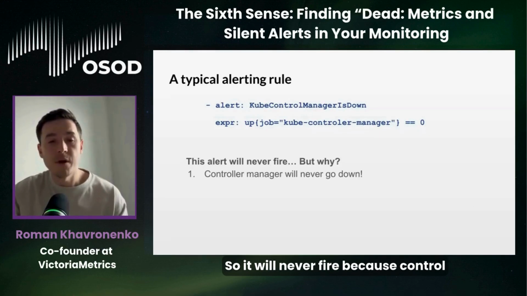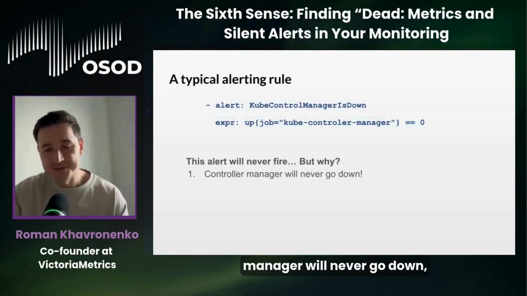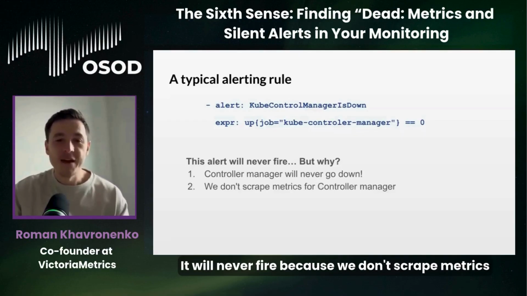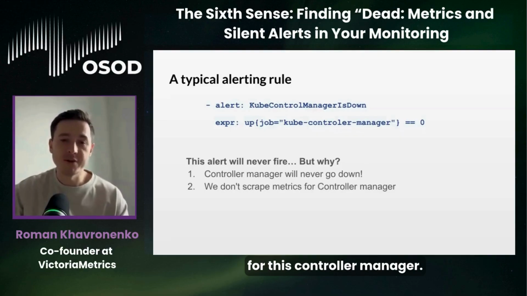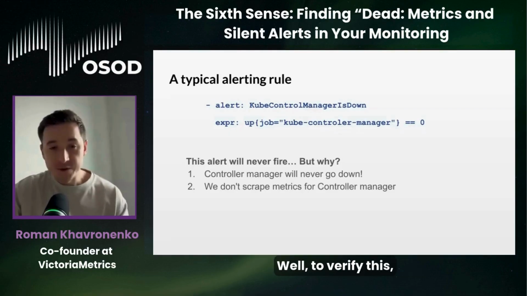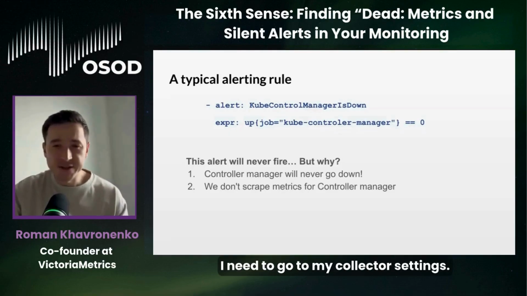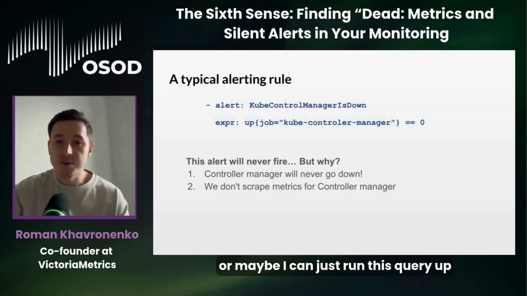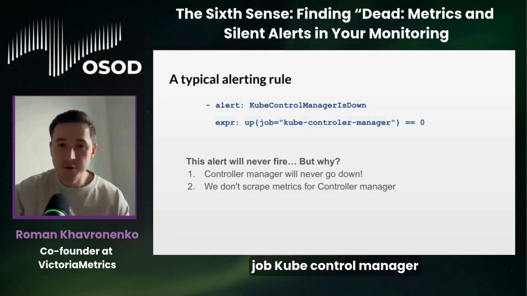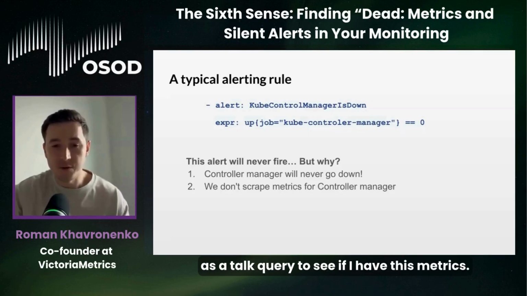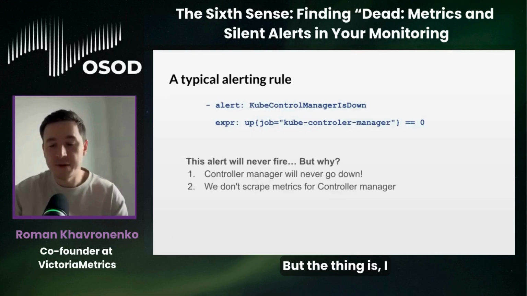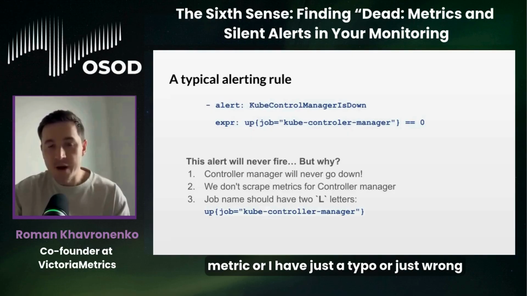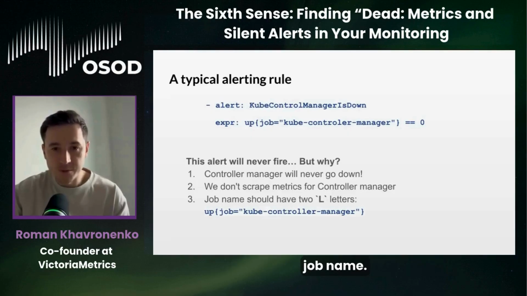It will never fire because the control manager will never go down, which is a false assumption. Everything goes down at some point. It will never fire because we don't scrape metrics for this controller manager. Well, to verify this, I need to go to my collector settings to see all the targets, to see if I have it or not. Or maybe I can just run the query up{job="kube-controller-manager"} as an ad hoc query to see if I have this metric. But I won't be able to distinguish if I don't have this metric or if I have just a typo or a wrong job name.